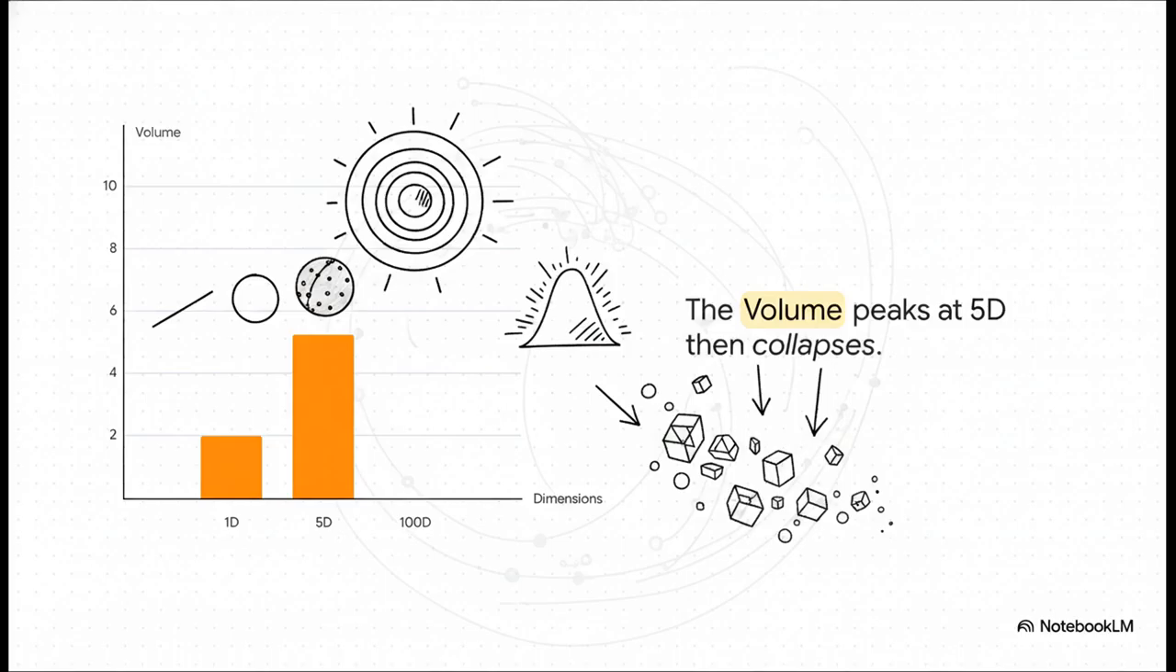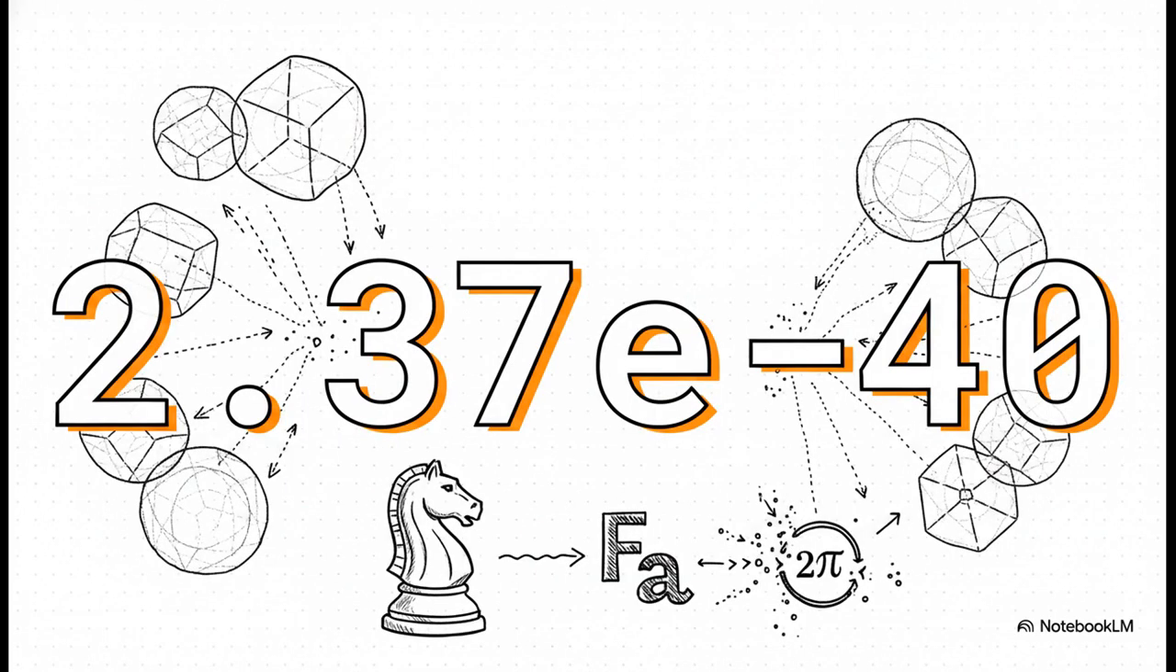But then, something crazy happens. At 6 dimensions, it starts shrinking. By 10 dimensions, it's already smaller than a 2D circle. And by the time you get to 100 dimensions, which, by the way, is still incredibly small for an AI model, the volume rapidly collapses toward absolute zero. To put that into perspective, the exact volume of a 100-dimensional sphere is 2.37 times 10 to the negative 40th power. It is infinitesimally small.